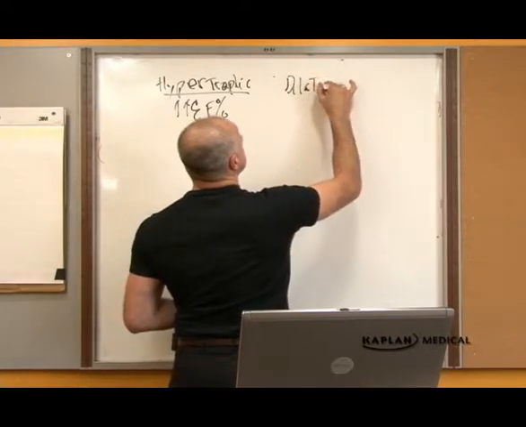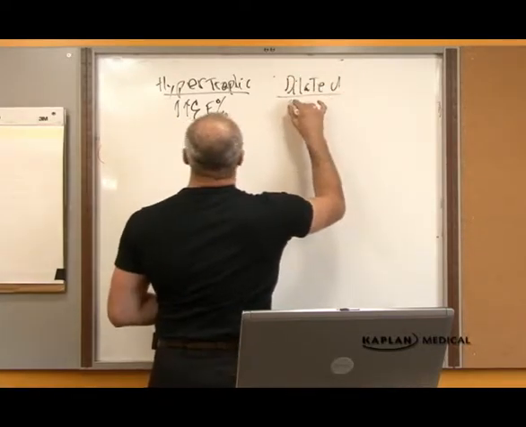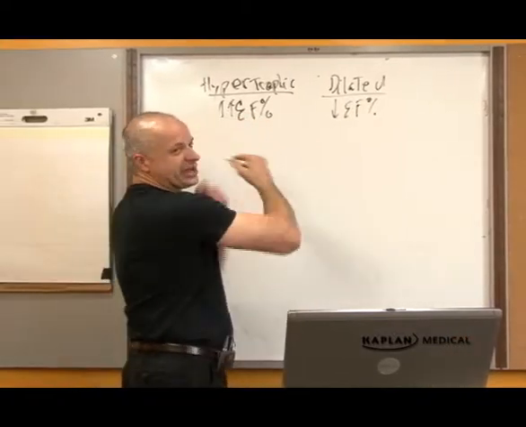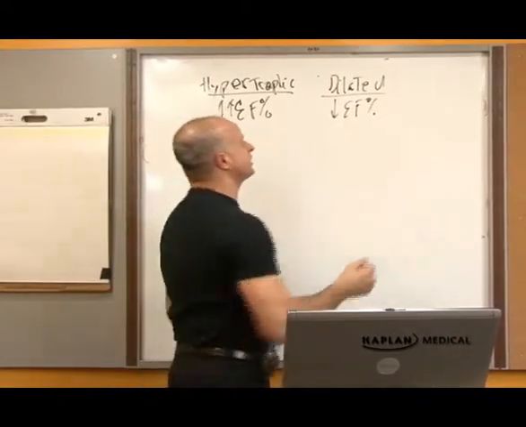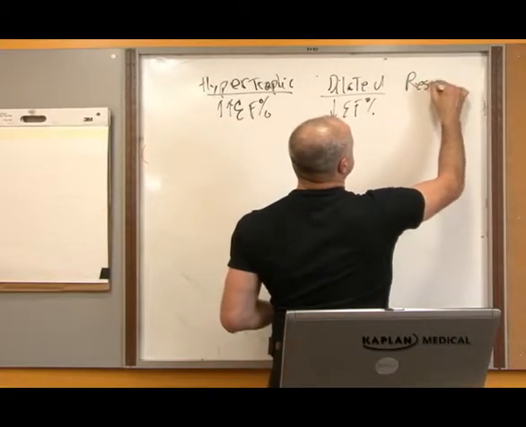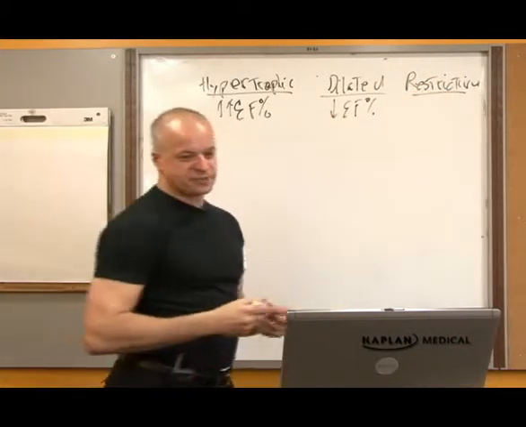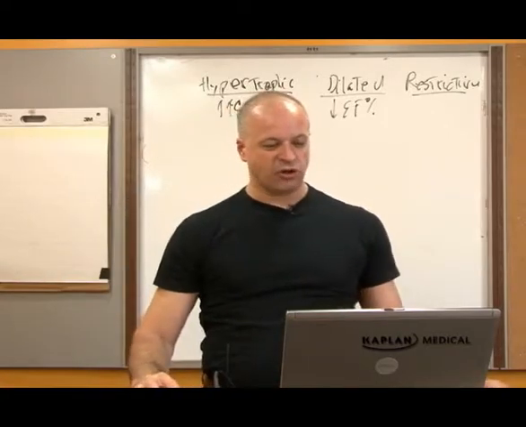Dilated means you have a low ejection fraction. You can relax, but you can't contract. Hypertrophic can contract, but can't relax. Dilated can relax, but can't contract. Restrictive can't do anything. It just lies there. Restrictive cardiomyopathy just doesn't fill at all.